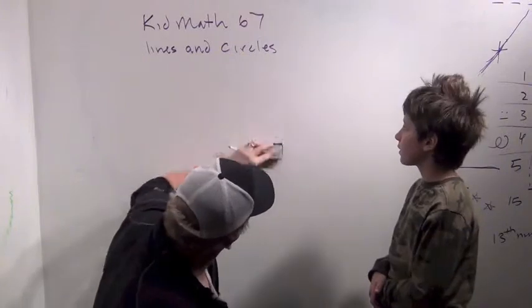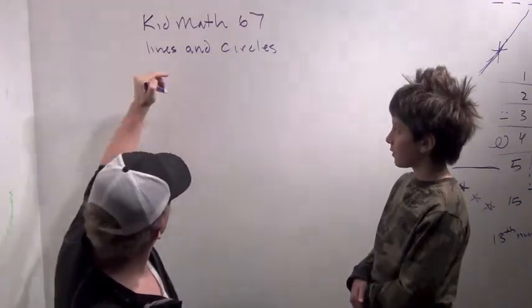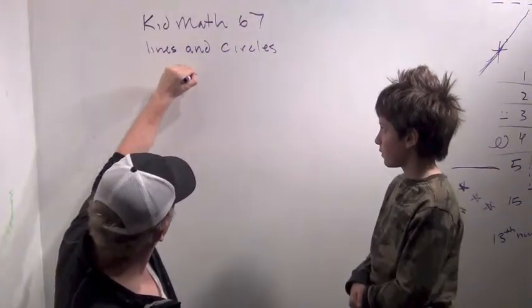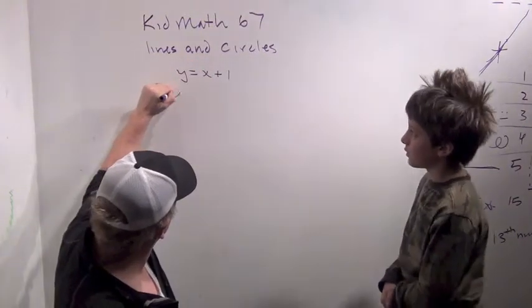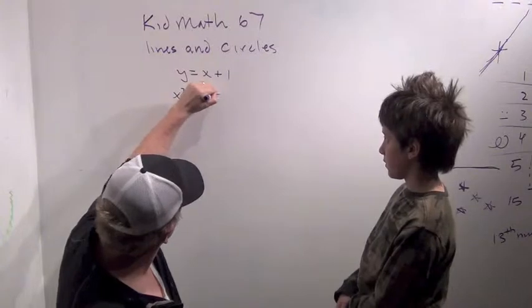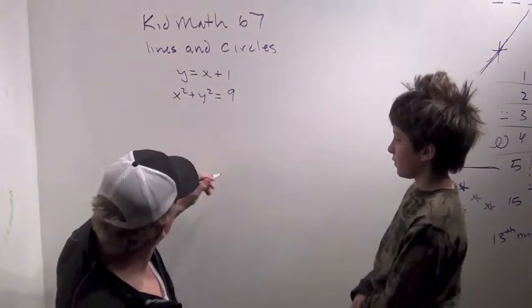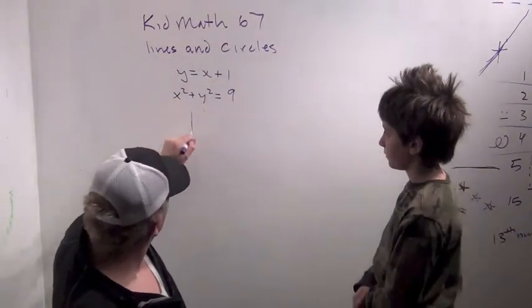Okay, so what I want to do is find, and I should have probably tested this ahead of time, but I did not. Let's find out where the line y equals x plus 1 and the circle x squared plus y squared equals 9 intersect.